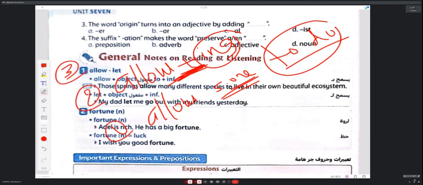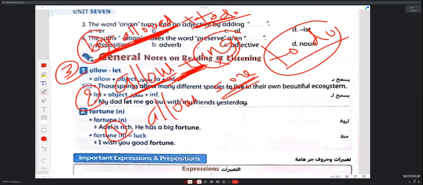Number three, verb to be plus allowed plus to do. The verb here came after allow. We didn't use the ing form because it is a passive voice. Verb to be plus allowed to do. Allow in the active voice plus verb plus ing. Okay.